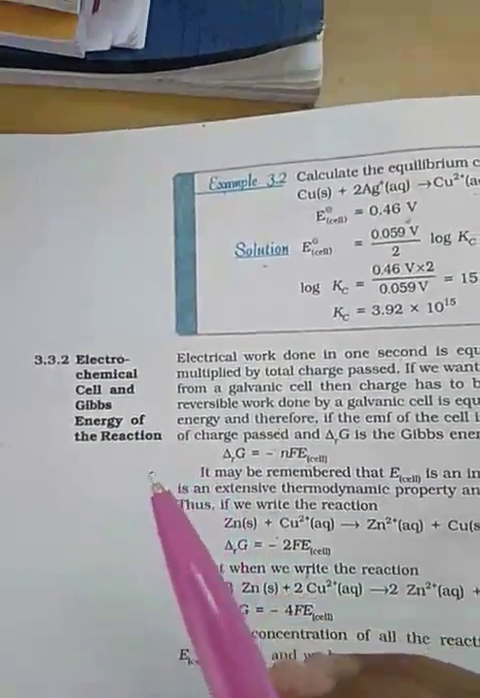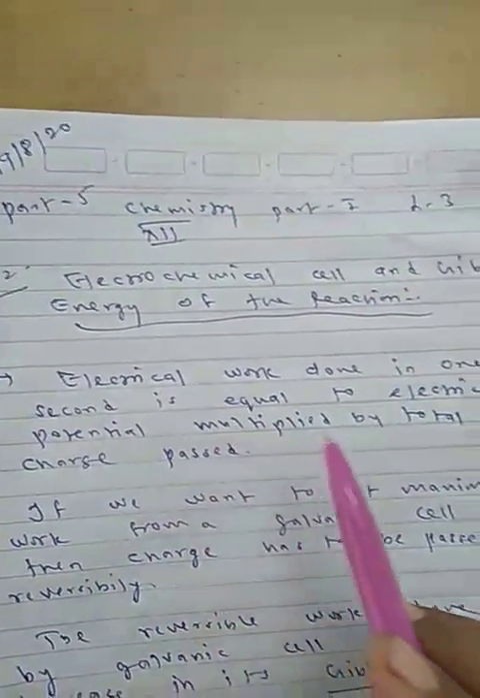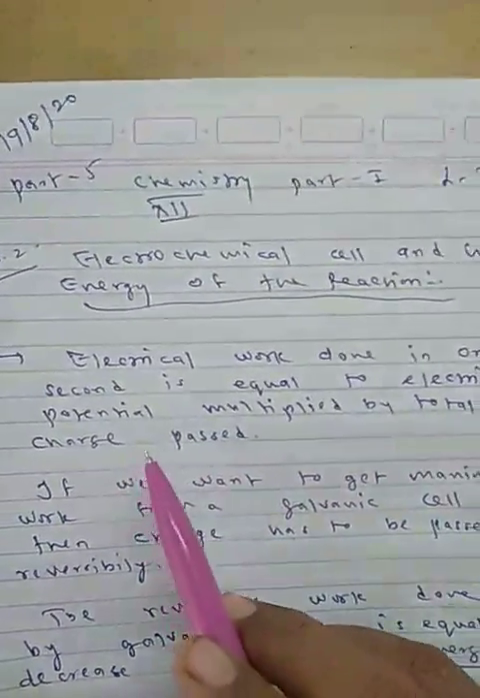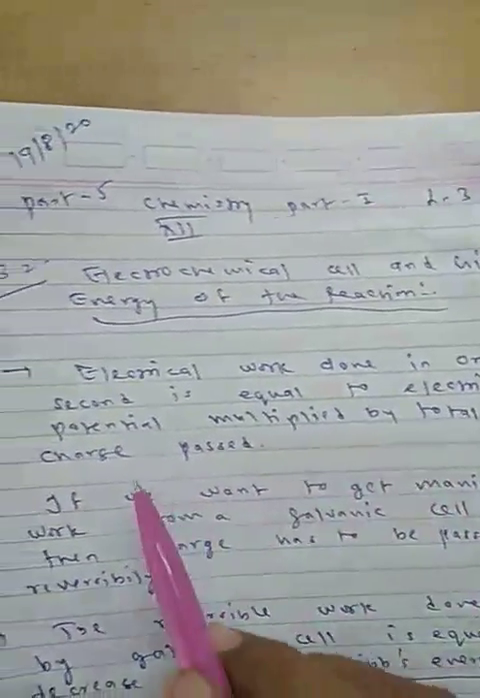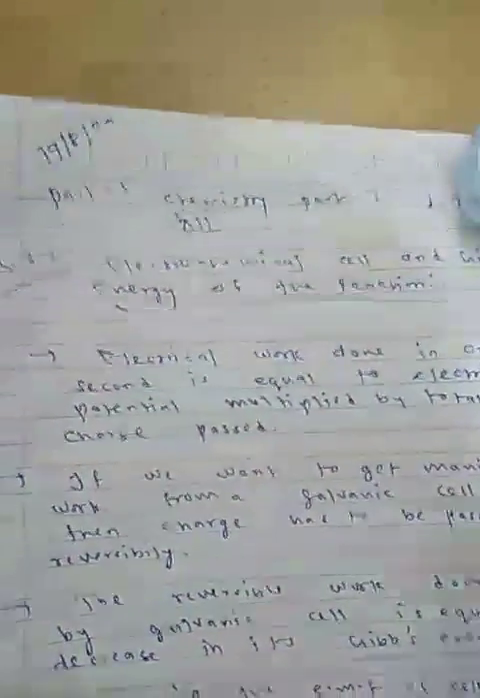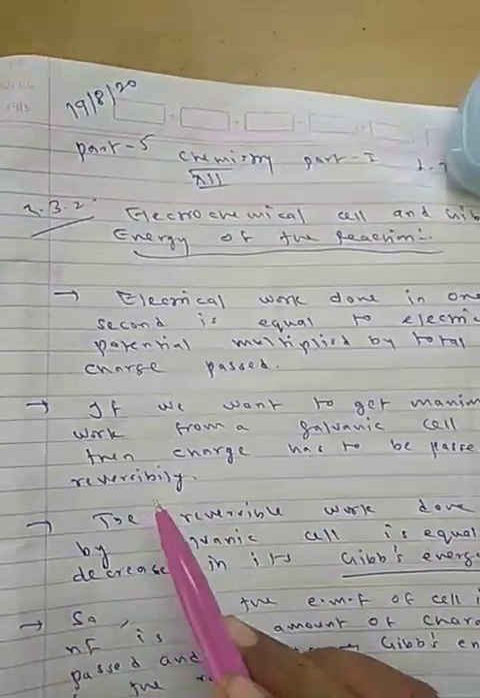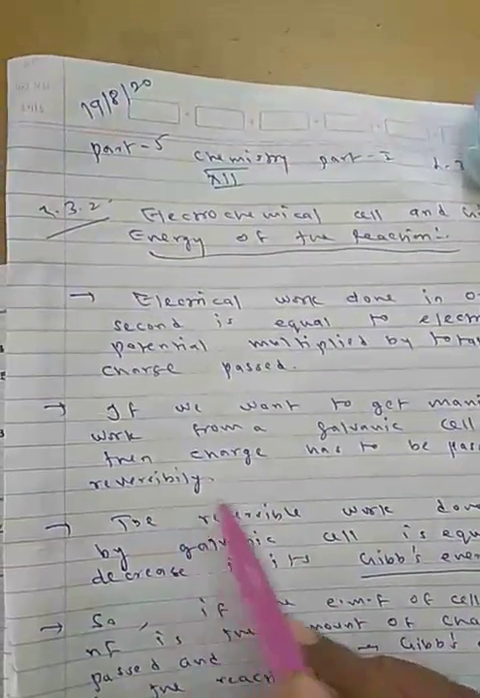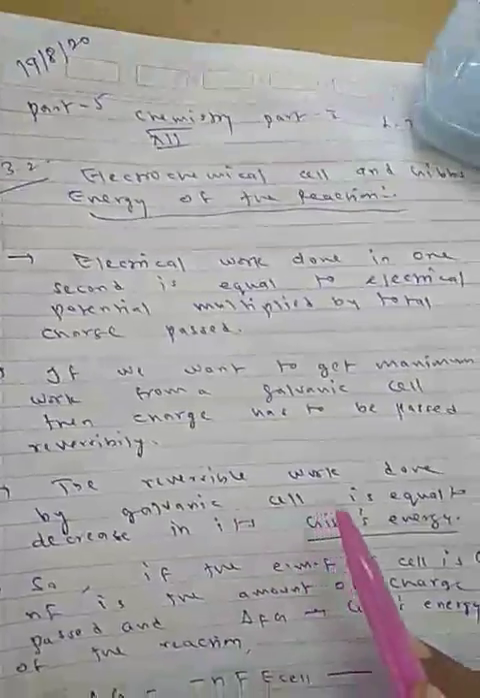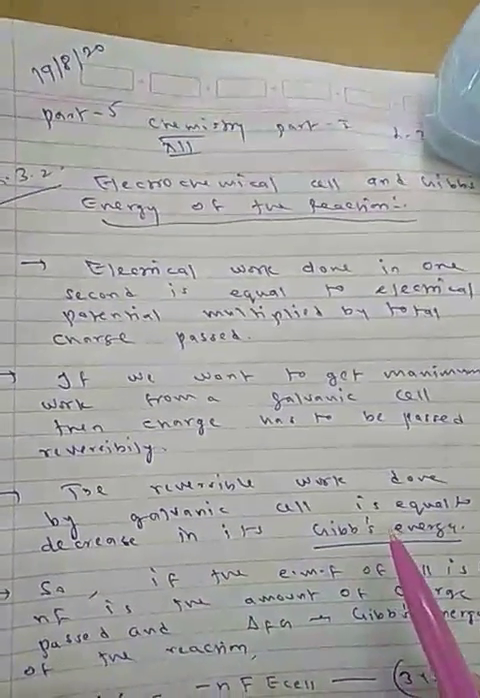Okay, what is the Gibbs energy? Electrical work done in 1 second is equal to electrical potential multiplied by total charge passed. If we want to get maximum work from a galvanic cell, then charge has to be passed reversibly. The reversible work done by a galvanic cell is equal to the decrease in its Gibbs energy.